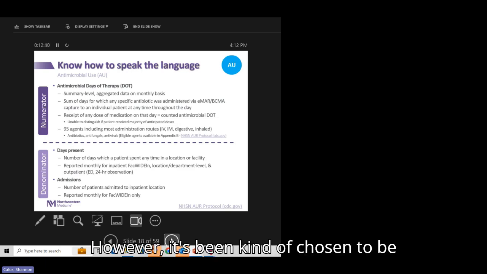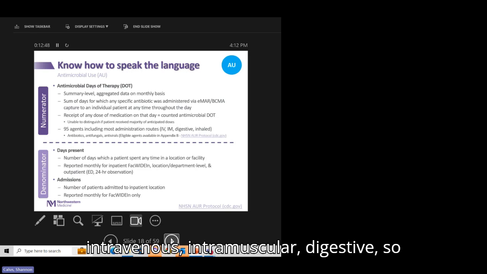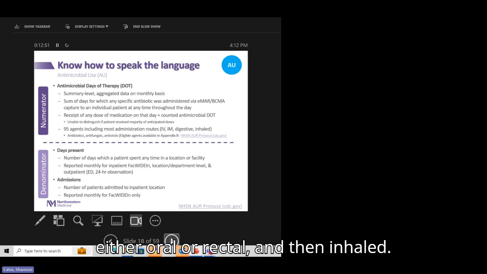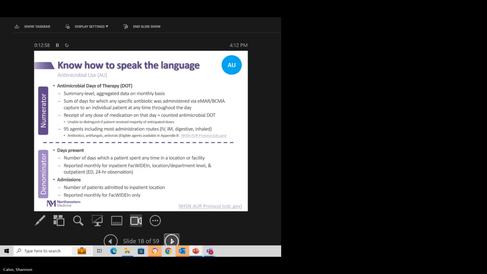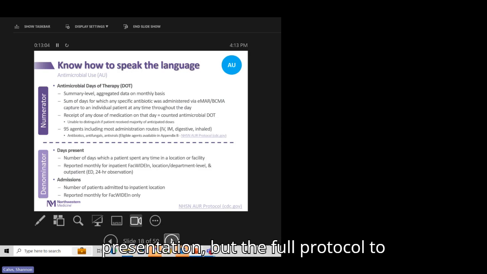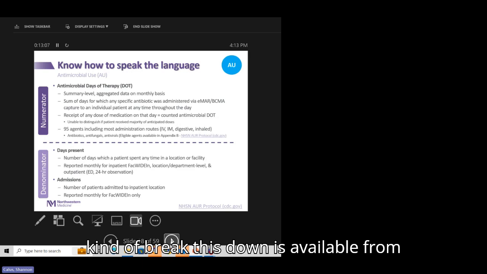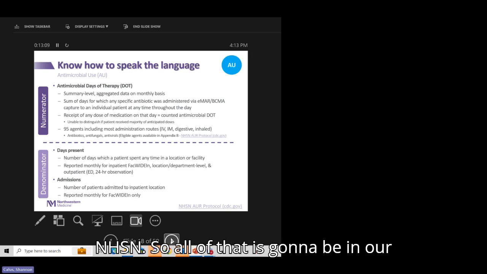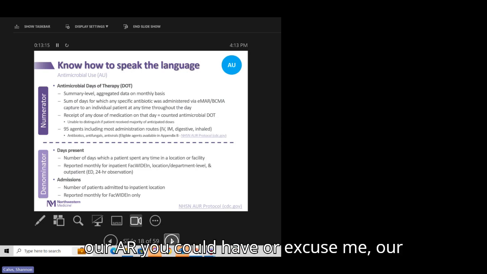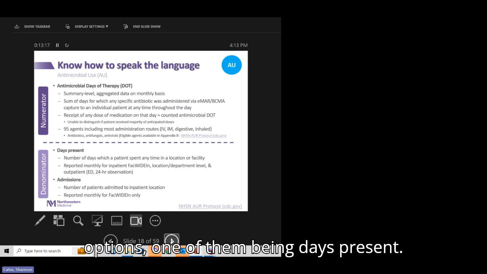However, it's been chosen to be preferred. This includes almost 100 agents across various routes: intravenous, intramuscular, digestive, so either oral or rectal, and then inhaled. This does not include things like topical, so just be mindful of that. But there's a range of agents, so antibacterials, antifungals, antivirals, and I'll show you some of them throughout the presentation. But the full protocol to break this down is available from NHSN. So all of that is going to be in our numerator for AU. And then our AU denominator, you could have 2 options, one of them being days present.